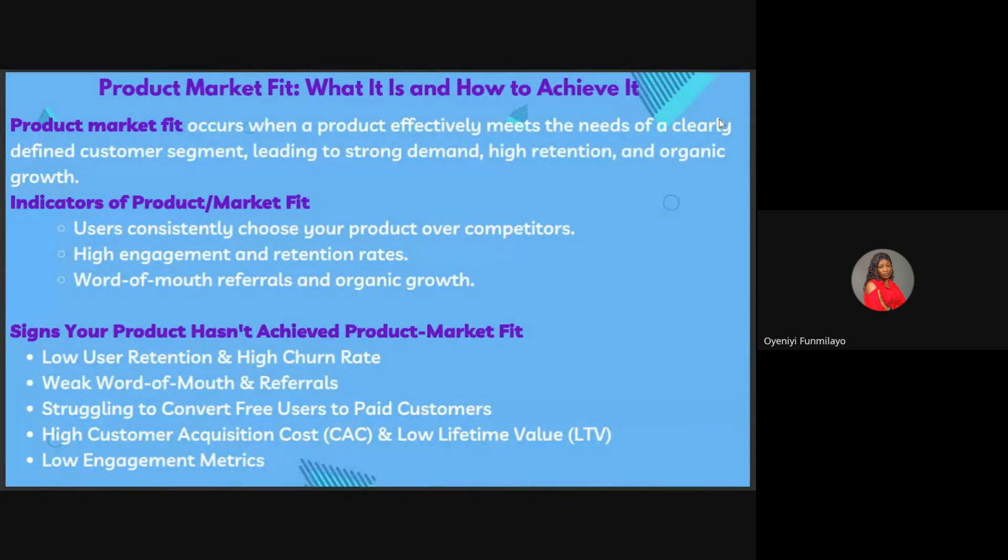And when I say market fit, I'm not talking about the ones that will just come and sign up and go. I mean the ones that are continuously using your product. They need whatever services you are providing, and they are staying, like in a week they can visit your product maybe 5 to 6 times. So you've actually achieved product market fit. So what are the indicators of product market fit? Users consistently choose your product over competitors.